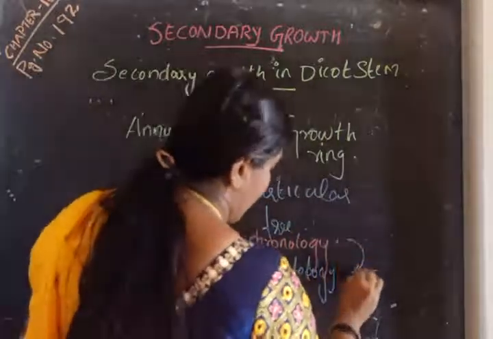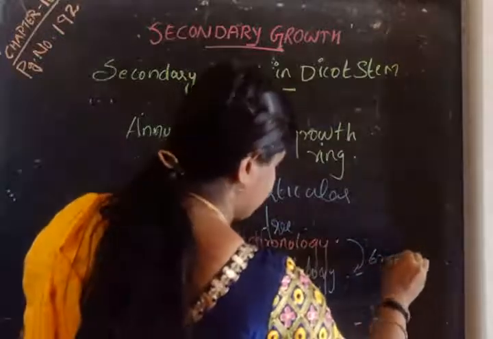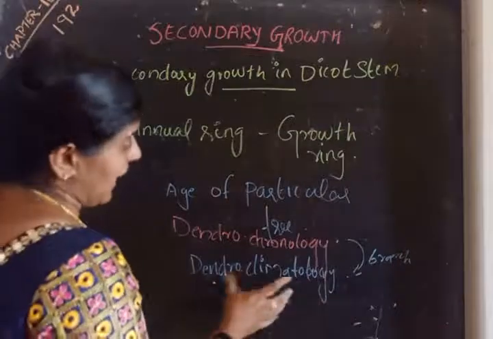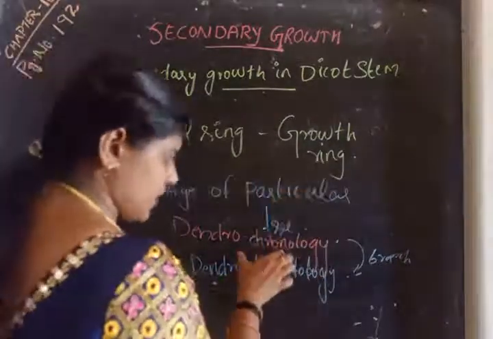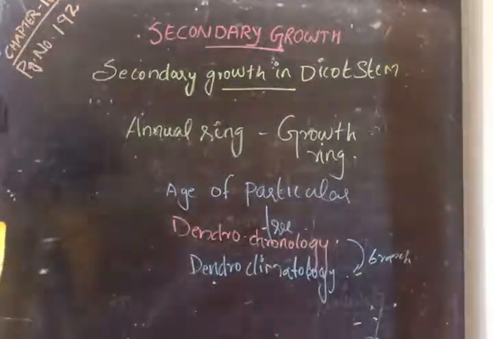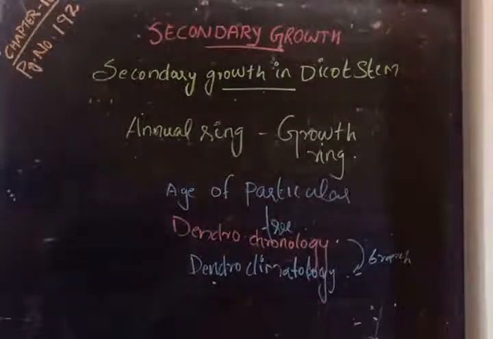So, what is dendroclimatology? Dendroclimatology is a branch of dendrochronology. By analyzing the growth rings of trees, they study the climate and climatic events that happened in the past years. That type of study is called dendroclimatology. So these are about the annual rings.